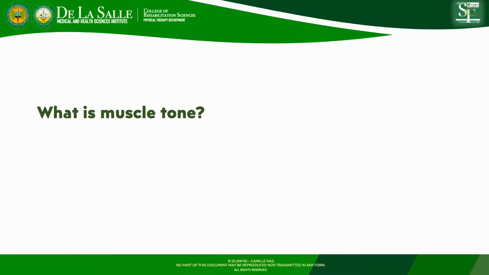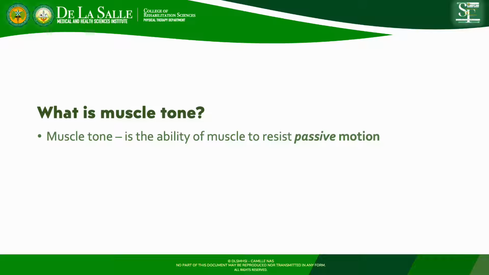So before we proceed, what is muscle tone? I hope that you are not confusing muscle tone with muscle strength, because those two are very different from each other. Muscle tone is the ability of a muscle to resist passive motion. So when someone else is moving your elbow towards extension, that is passive movement, our muscle has this unique ability to still resist that passive motion so as not to cause damage to the muscle.